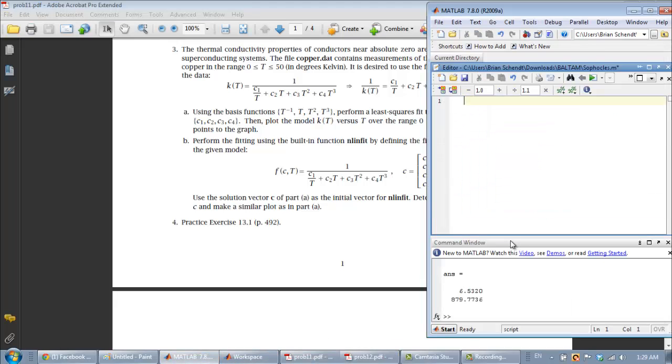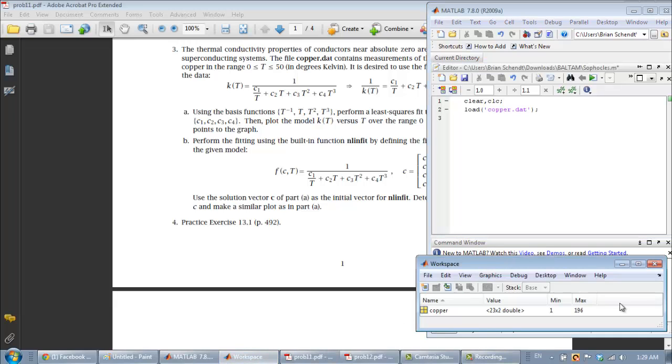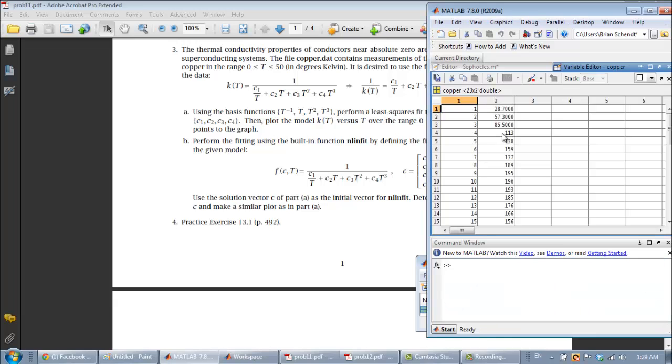So let me just clear this first. And we'll get started. Okay, so I'm going to load the file he told me to get. And let me just check to make sure what this file actually is. Okay, so it's got 2 columns.